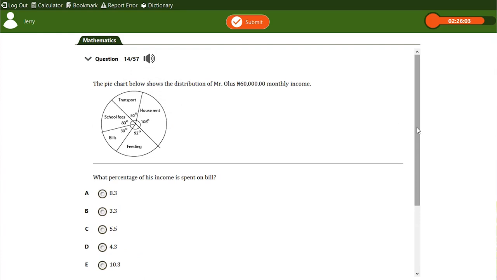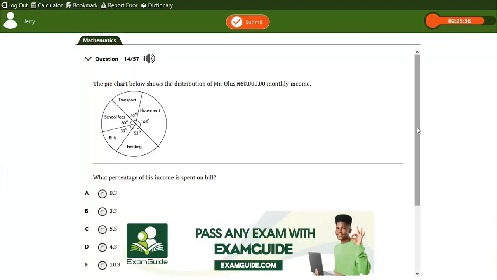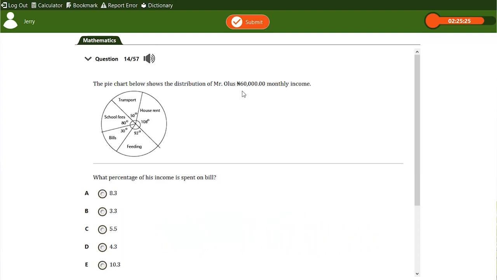So let's look at the next thing. This question is a bit technical, so you need to pay very rapt attention to the approach of solving the question, okay? All right, so let's see. The question is, the pie chart below shows the distribution of Mr. Olu's 60,000 naira monthly income. So Mr. Olu's 60,000 naira income, this is how it's distributed in a pie chart, okay?